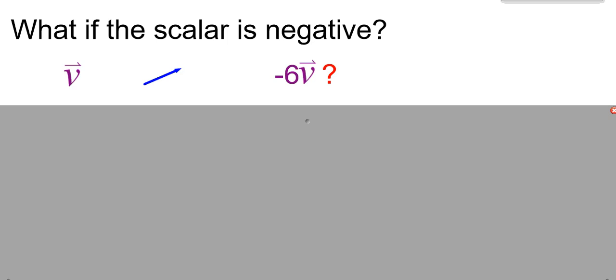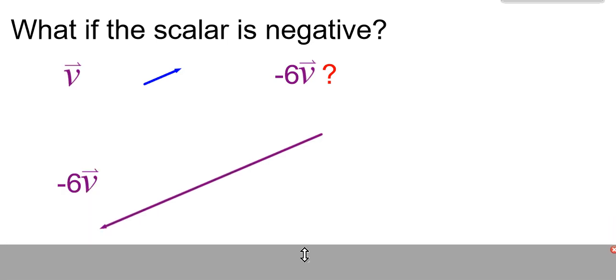So what would happen though if the scalar was a negative? So instead of multiplying vector v times 6, what if I multiplied by negative 6? So what do you think that would do to this vector? So again, the nice thing is that it's pretty logical. What happens is that it's 6 times as long, and it now goes in the exact opposite direction.